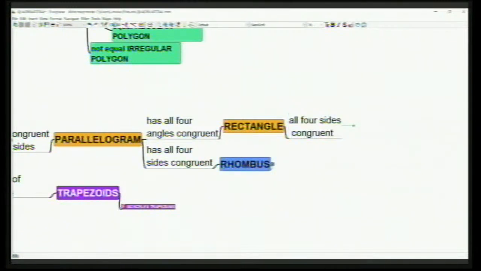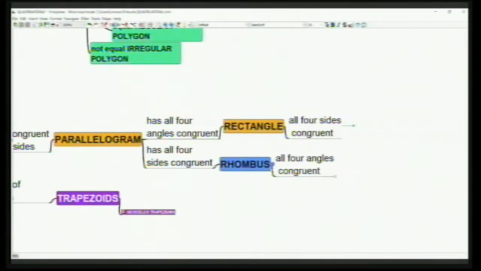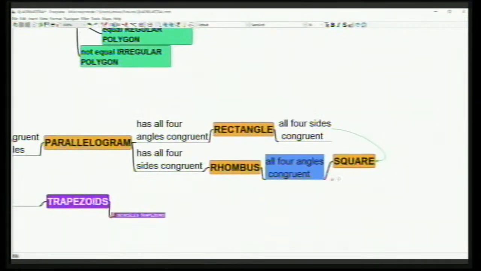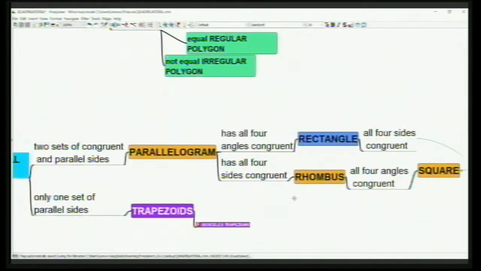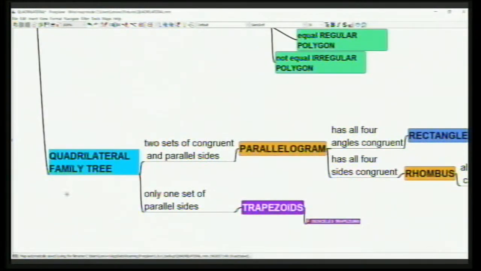I'll just come back to the rhombus and see what will happen in a rhombus where all the four angles also become congruent. So when I go and discover that, I will end up with a square. That is, from a rectangle as well as a rhombus, I'm going to reach a square. So I'm going to see how special this square is going to be, because it is going to have all the properties of a rectangle and a rhombus. So that is what we will try to establish in the quadrilateral family tree.